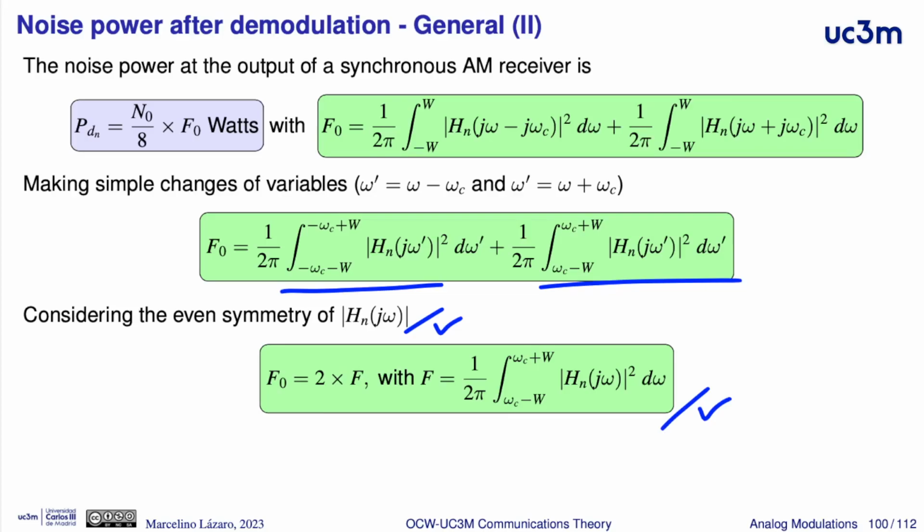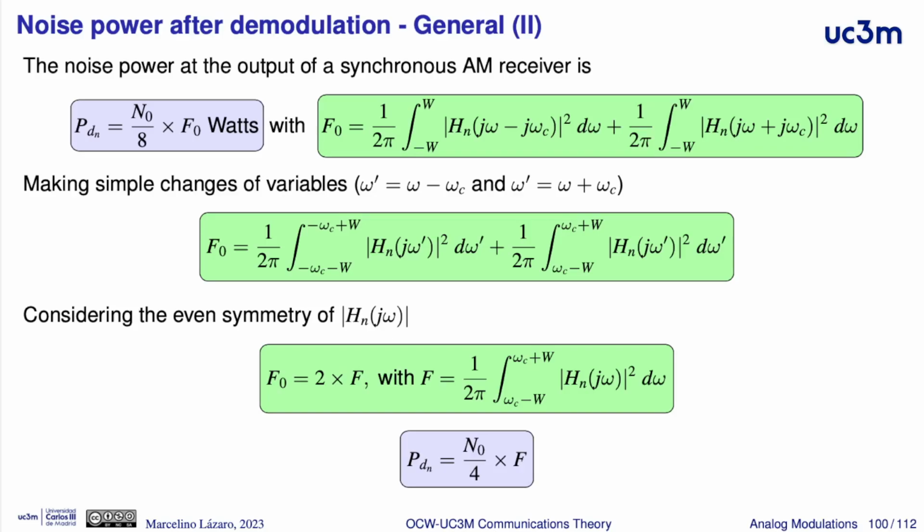write the addition of the two integrals as 2 times the integral between omega c minus and omega c plus the bandwidth of the square modulus of the frequency response of the noise filter. Therefore, the power of the noise at the output of the coherent receiver is equal to the product of this integral with 1/4 of N0.